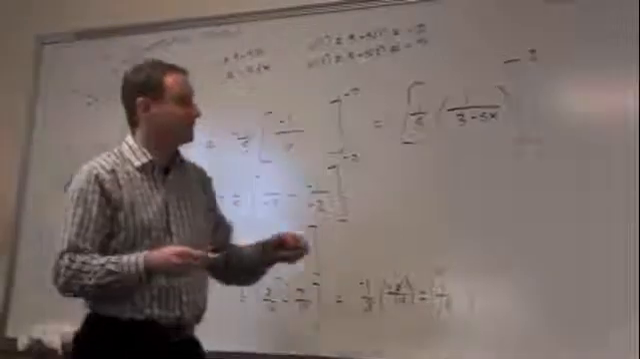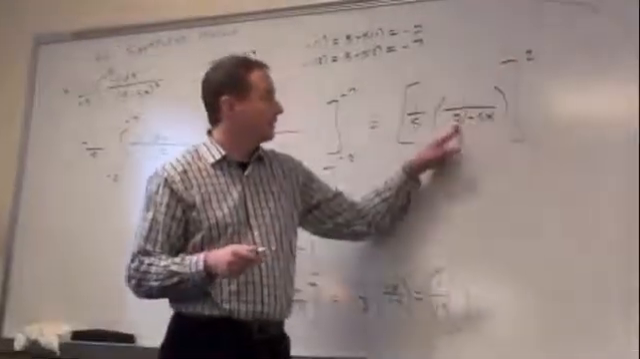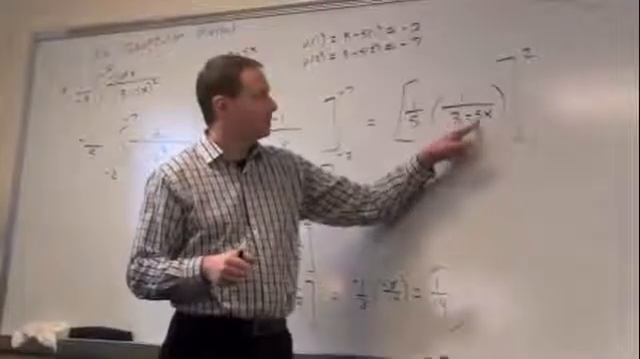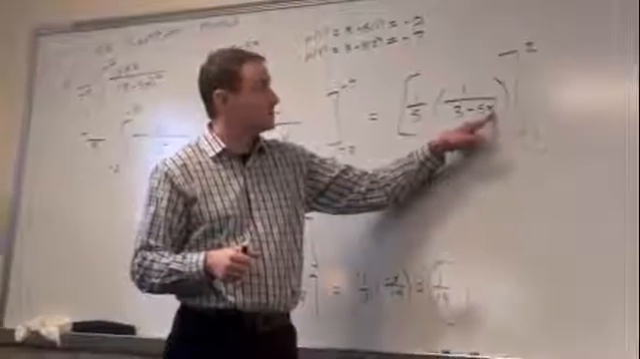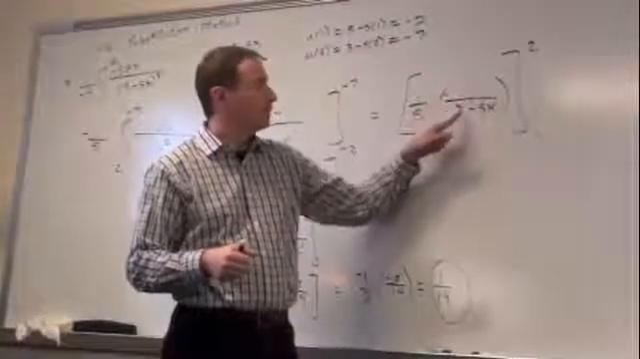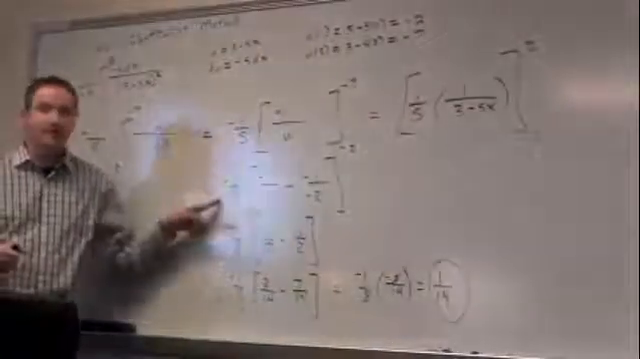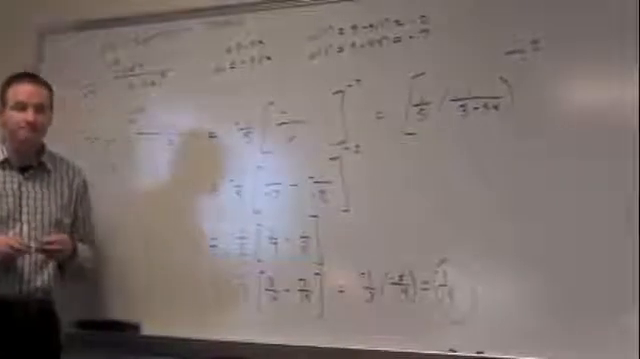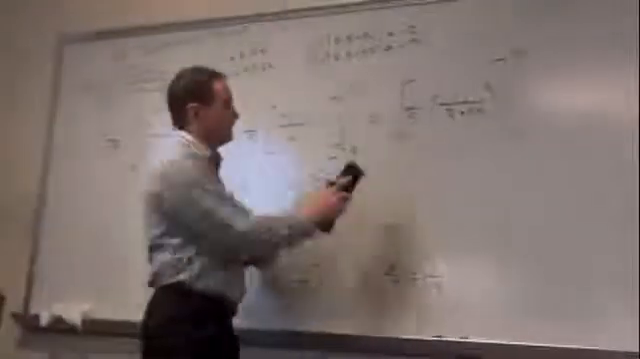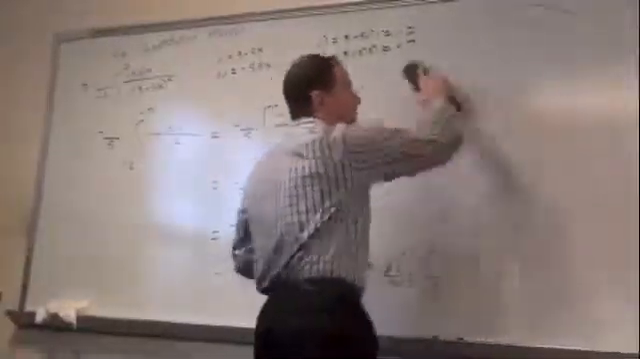And notice it's going to be the same thing. When I plug a 2 in here, I'd say, well, that's 3 minus 5 times 2. 5 times 2 is 10. Hey, that's 1 over negative 7 times 1/5. It's going to give you the same thing. Six of one, half a dozen of the other.